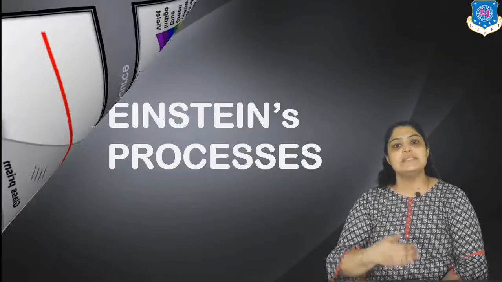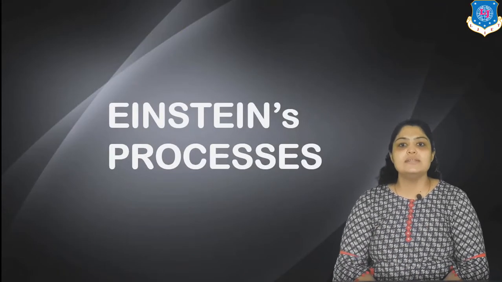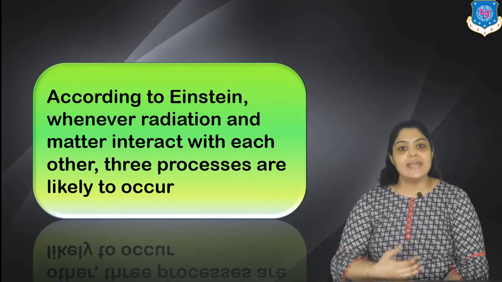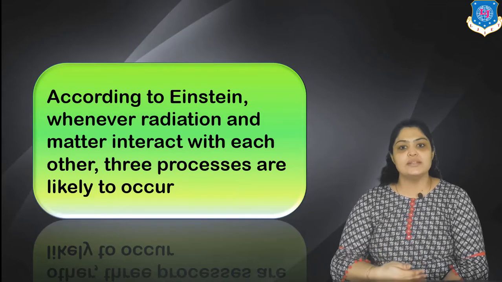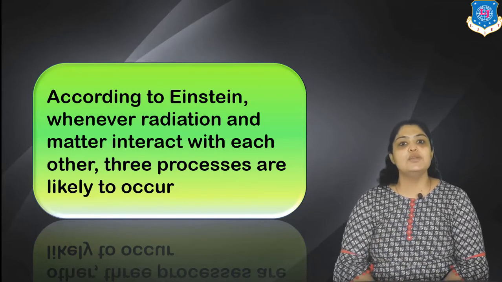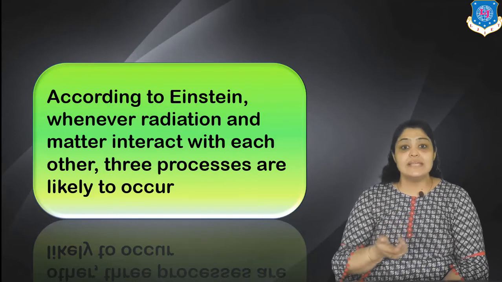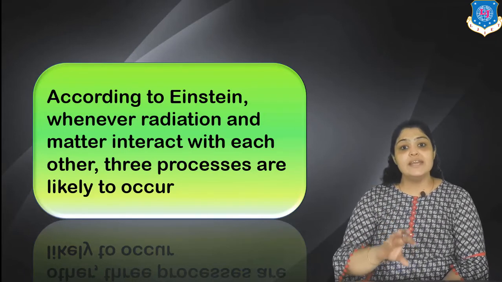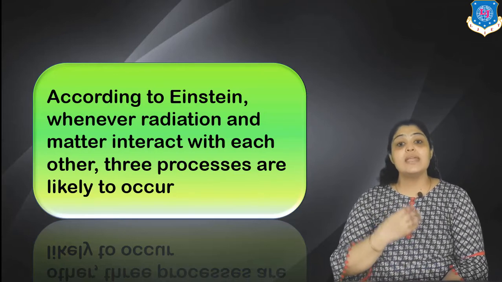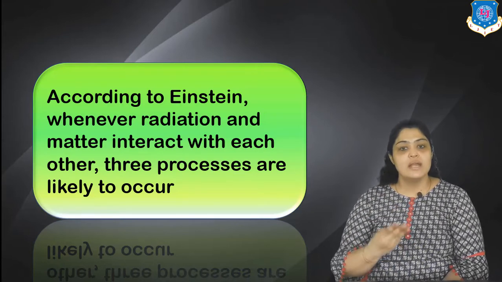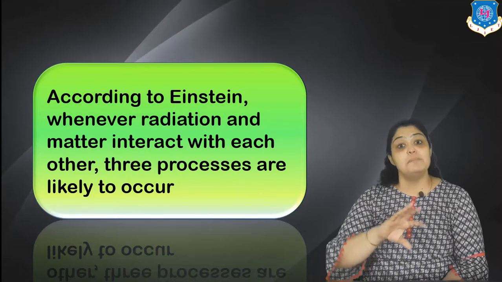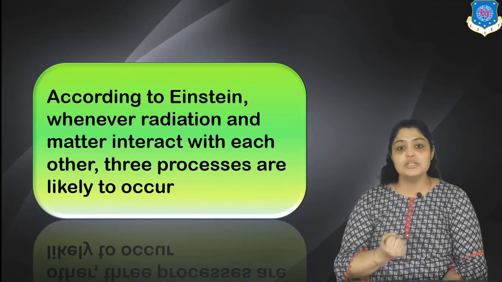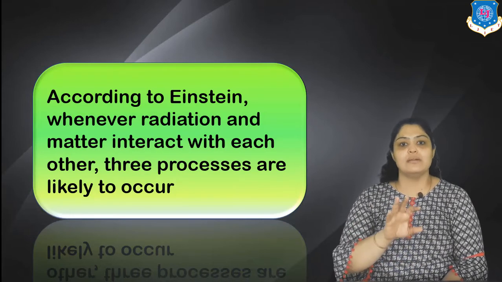Now, I'll move on to the second portion for today, that is Einstein's processes. According to Einstein, whenever radiation and matter interact with each other, 3 processes are likely to occur. So, Einstein said that if you are considering radiation and matter, whenever radiation is interacting with matter, there can be 3 processes occurring. Basically either the matter is going to absorb energy from the radiation or the matter is going to emit energy.